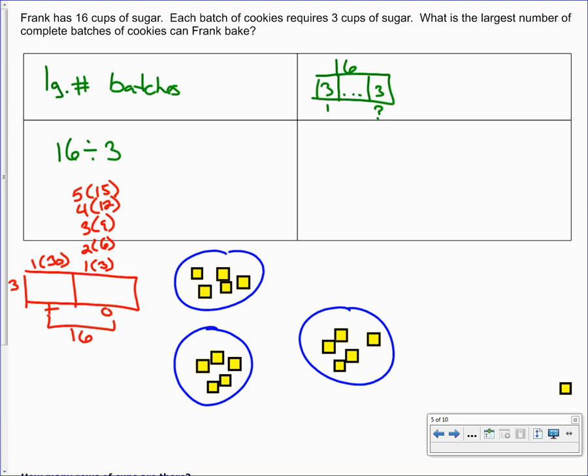So, how many complete batches can he make? He can make 1, 2, 3, 4, 5. He can make 5 batches, and he'll have 1 cup left over.